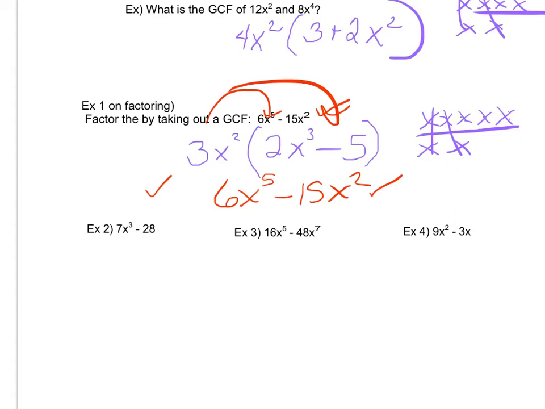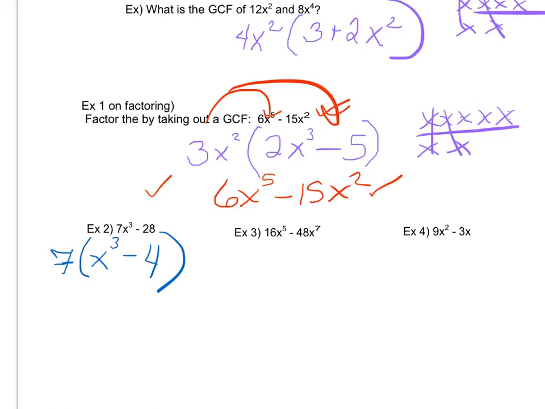Looking at the last 3 examples here, I asked myself, 7x cubed and 28, what can both of them be divided by? They can both be divided by 7. Since 28 doesn't have a variable part, I cannot divide both terms by any x's, so I'm just going to say 7x cubed divided by 7 is x cubed. 28 divided by 7 is 4, and there's my factored form.